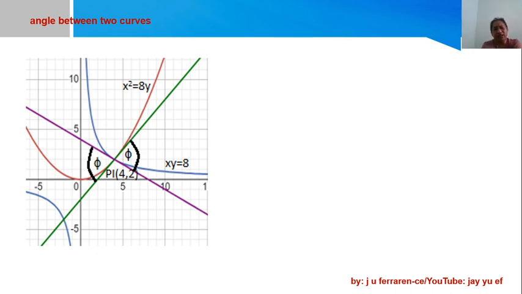Now, in case the obtuse angle is also needed, it's easy to determine the obtuse angle between them, because if this is the acute and that's the obtuse, the sum of these two is equal to 180 degrees. So the obtuse angle, if needed, is equal to 180 degrees minus the angle you solved.